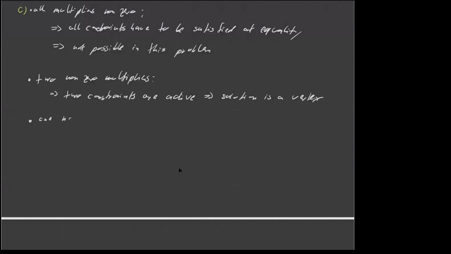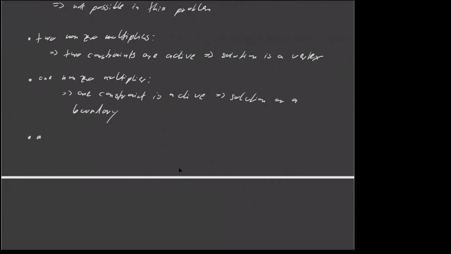What about one non-zero multiplier? Now if that's the case, one constraint is active, so we are on one of these three lines, and that means the solution could be a vertex, but it doesn't have to. It could also be somewhere on the sides, right? One constraint is active. That means what we have here is a solution on a boundary. Specifically, the one boundary line that corresponds to the non-zero multiplier. And finally, let's also discuss that last point. What about no non-zero multipliers? So all multipliers are zero.